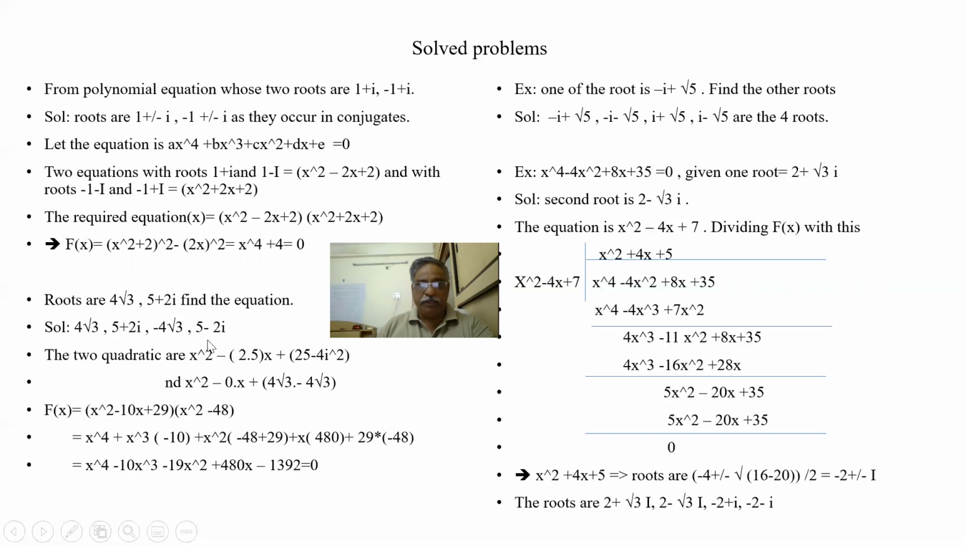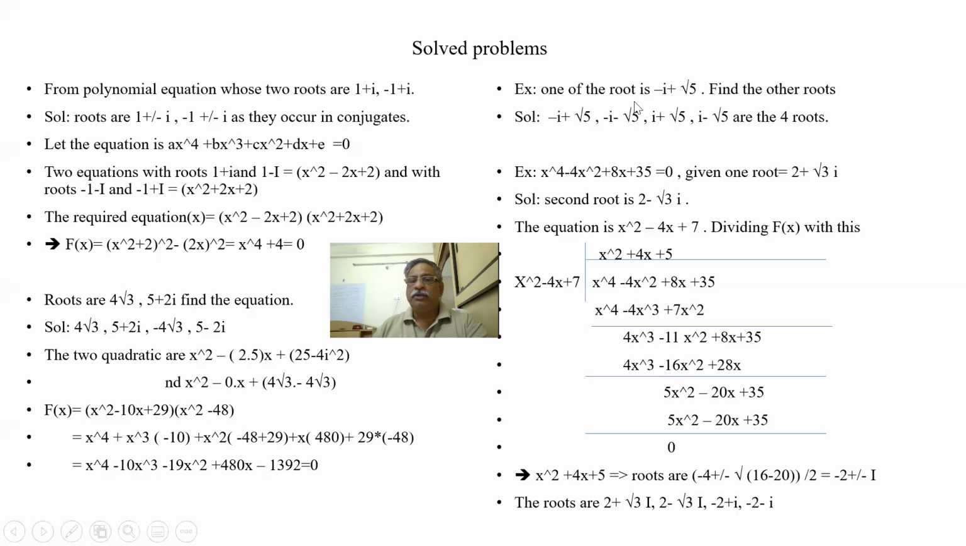5 plus 2i into 5 minus 2i. So 5 square minus 4i square, that means 29. This is 29. The second one is 4 root 3 into minus 4 root 3. 4 fours are 16, 16 threes are 48, minus. So the product is minus 48 and the sum is 0. Here the sum is 0. So we have two quadratic equations, one from this set of two roots, another from the other set of two roots, and we simply multiply them.